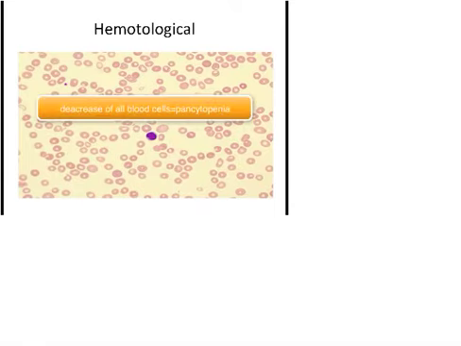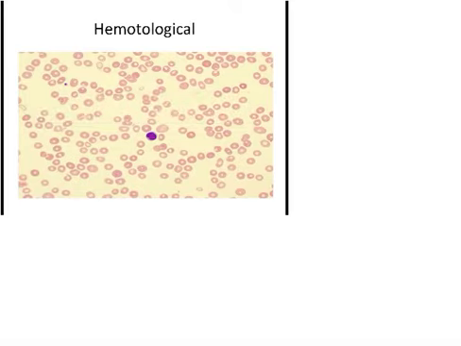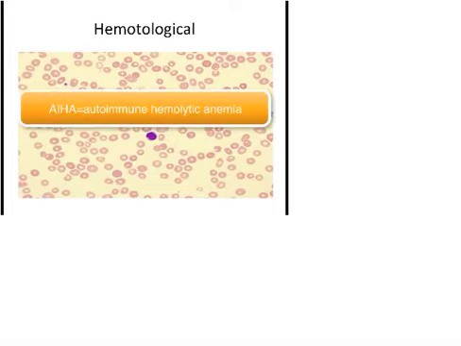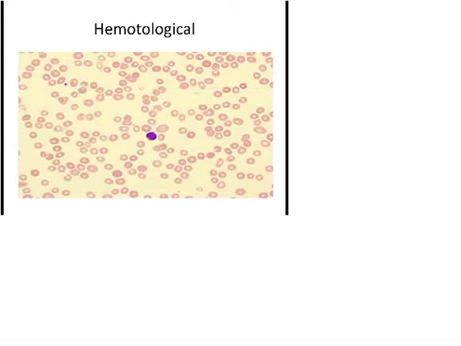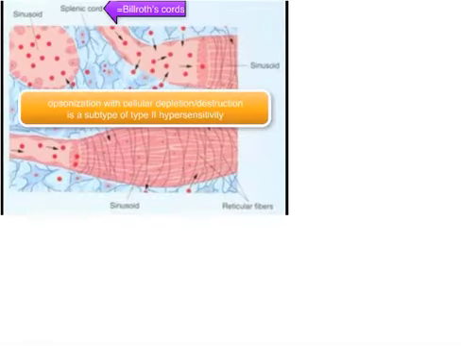SLE can essentially decrease all of your blood cells. When it decreases your red blood cells, we call it anemia. This anemia is also one type of a group of anemias called autoimmune hemolytic anemias. This will fall under our type 2 hypersensitivity in the first subsection, which is opsonization by cellular depletion.